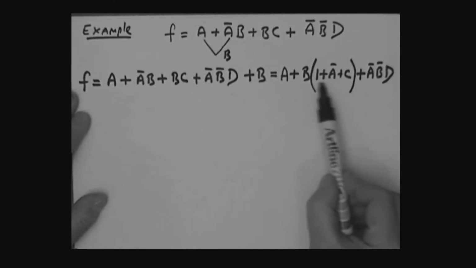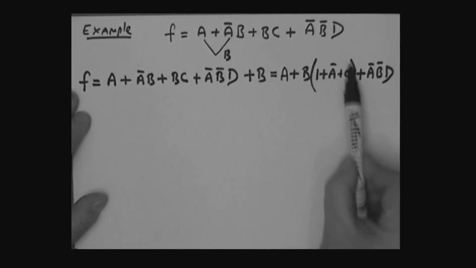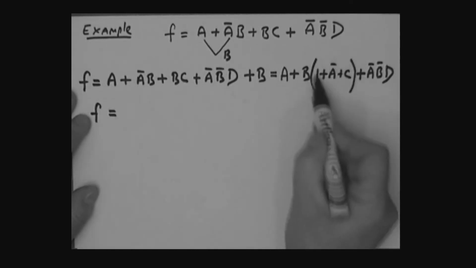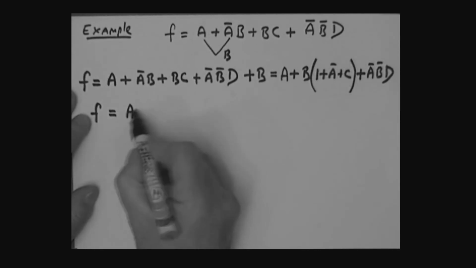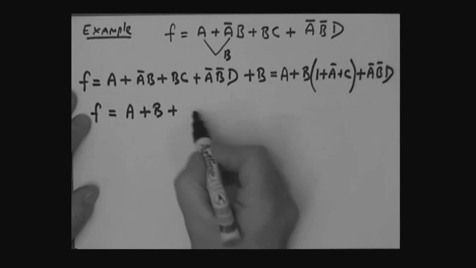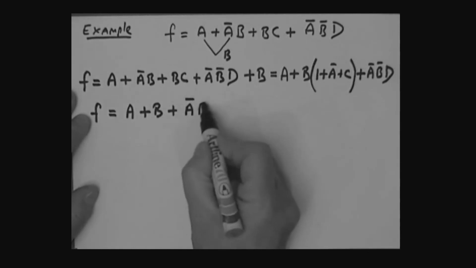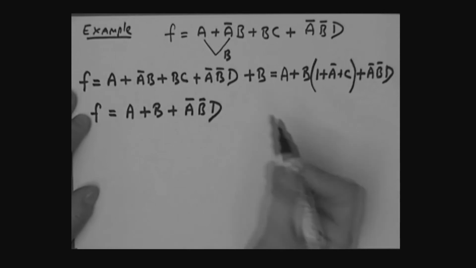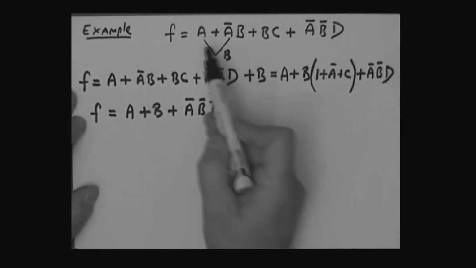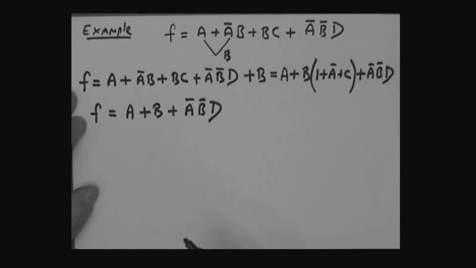Well, 1 or anything is what? This whole thing would just be 1. So I can now rewrite that function as A or B or this last term, which is A bar, B bar, D. All right, so I've reduced the complexity quite a bit so far compared to the original. Now, what else can I do?